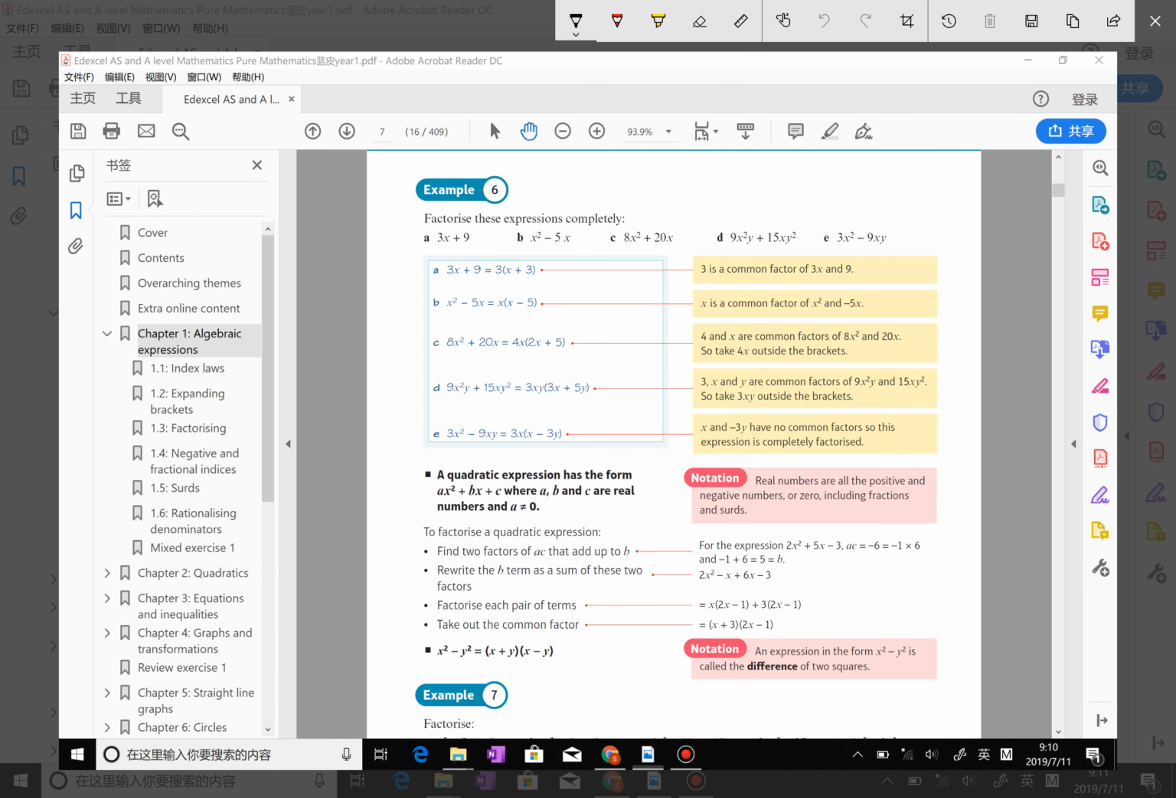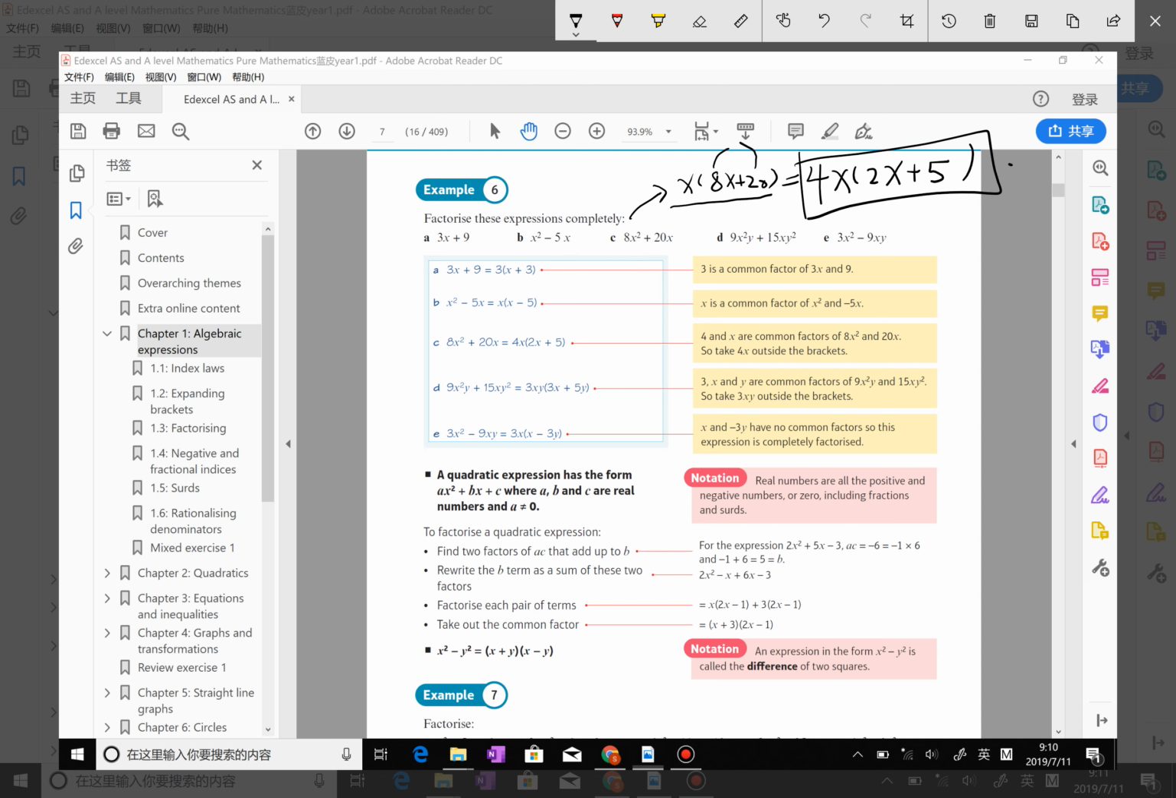So first, we easily find we can take x out, so you have x times 8x plus 20. And then you think that's the end? No, because 8 and 20 have the same common factor. We could take a 4 out, so it becomes 4x times 2x plus 5. So this is the final answer.